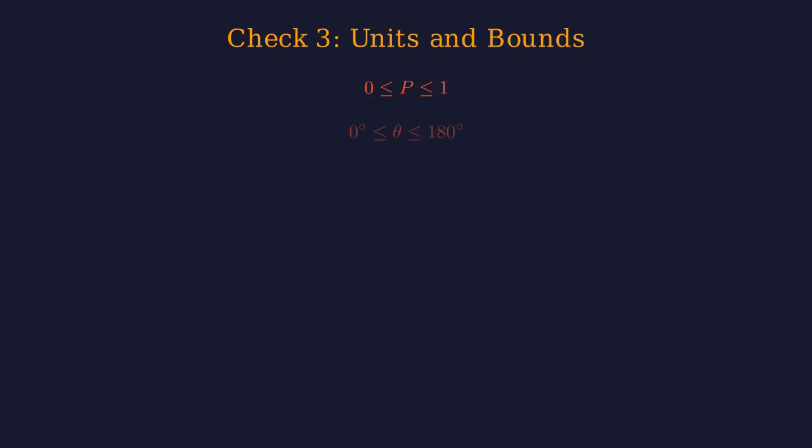If the question involves length, probability, or degrees, make sure the unit and range make sense. Probabilities must sit between 0 and 1. Angles in a triangle must be between 0 and 180.